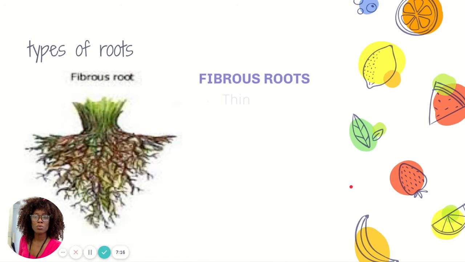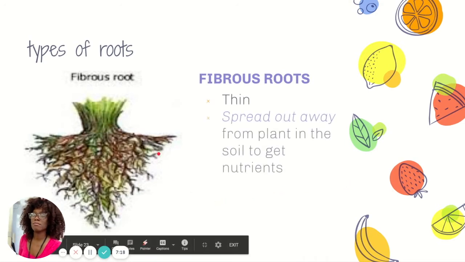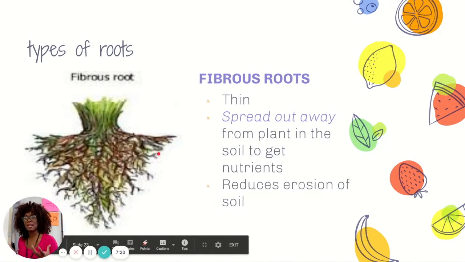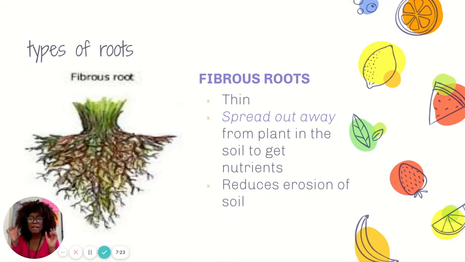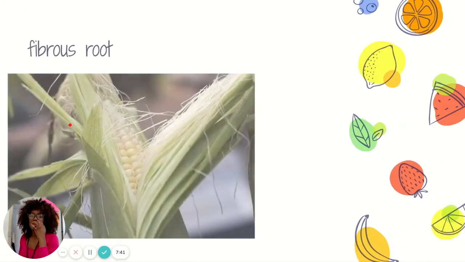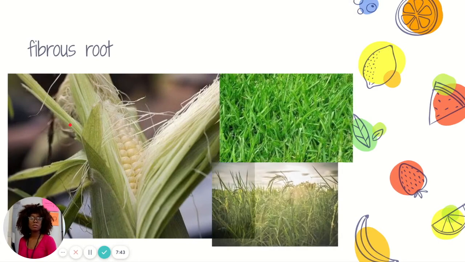Okay, we have fibrous roots. Again, the name kind of gives you a hint as to what it is. They're very fibrous. They have lots of little fibers, right? You see all these different fibers. They're very thin and they spread out away from the plant to get nutrients, right? They're not going down deep. They're going away instead, okay? These fibrous roots actually help reduce erosion of the soil. So fibrous roots, famous examples: grass, corn, right?